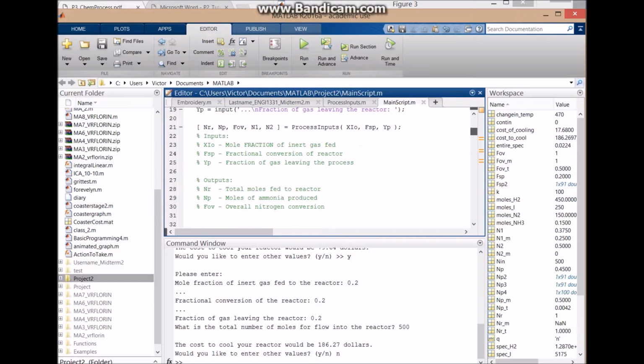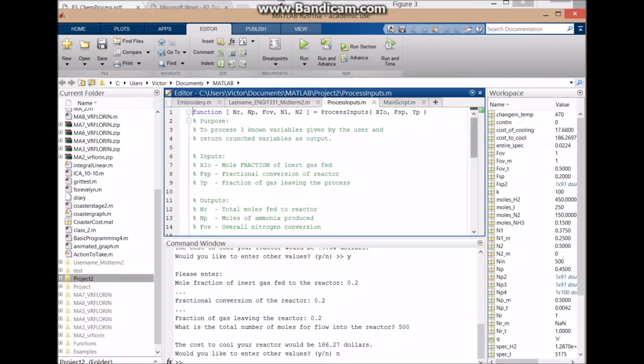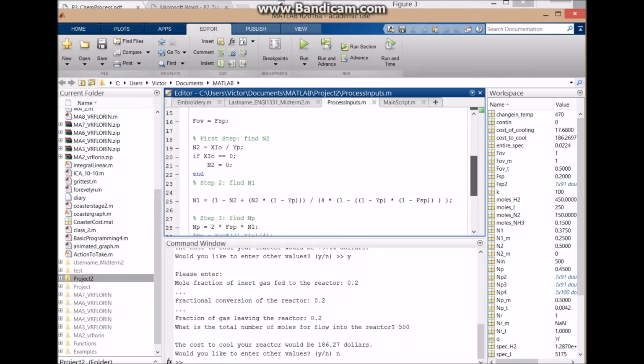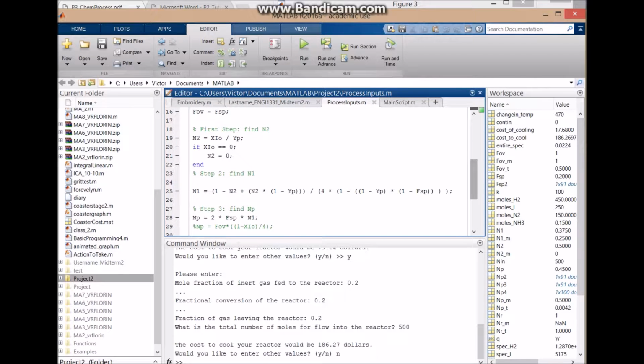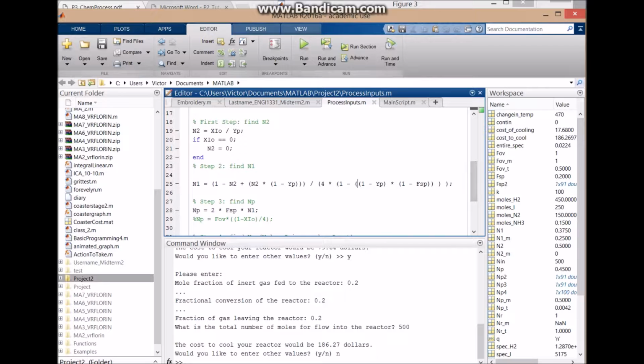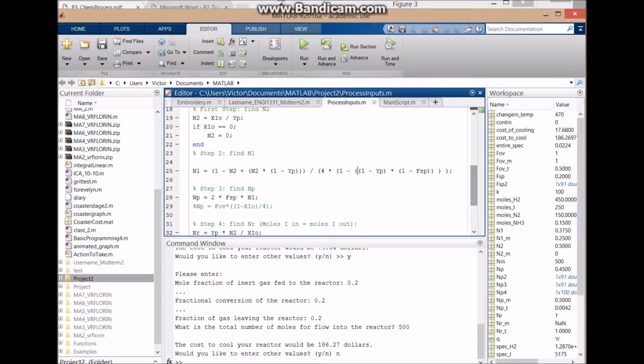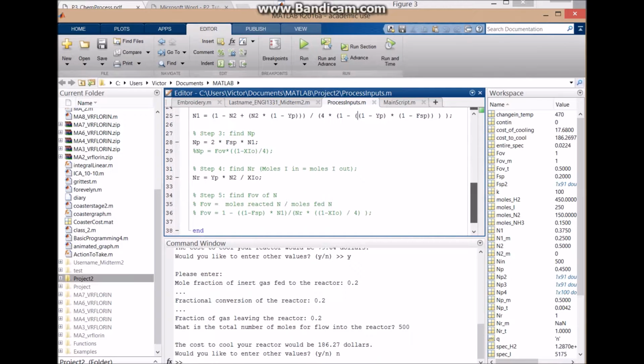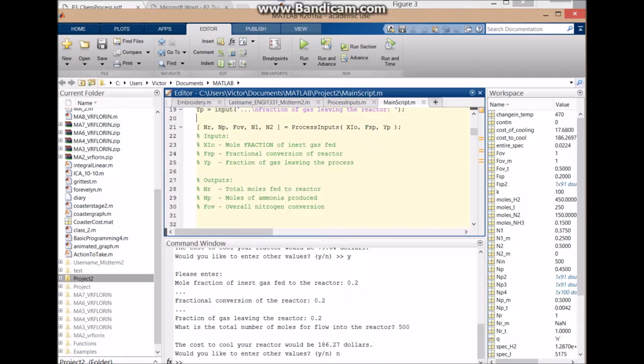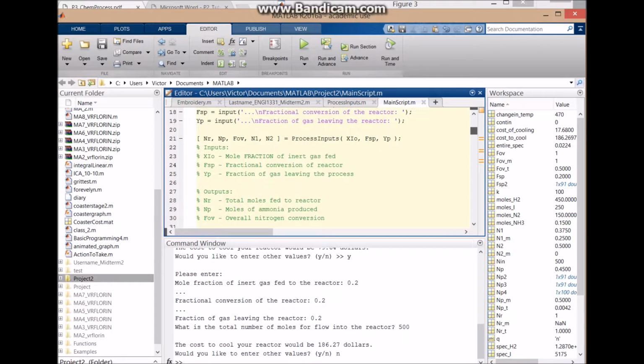So what it does is it takes the numbers that the user entered, sends them into this process inputs function, which is right here, runs them through, does all the steps needed that the engineer would have been doing. But instead of an engineer being paid full time to just crunch these numbers at the behest of some person that's trying to figure out the optimal running conditions for the reactor, we have the computer program doing it for us. And it goes back to the main script. It takes all the inputs back.